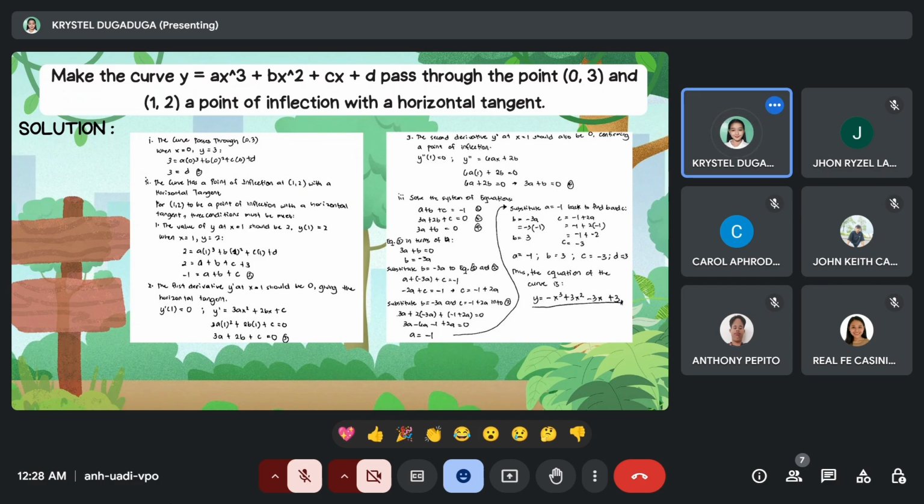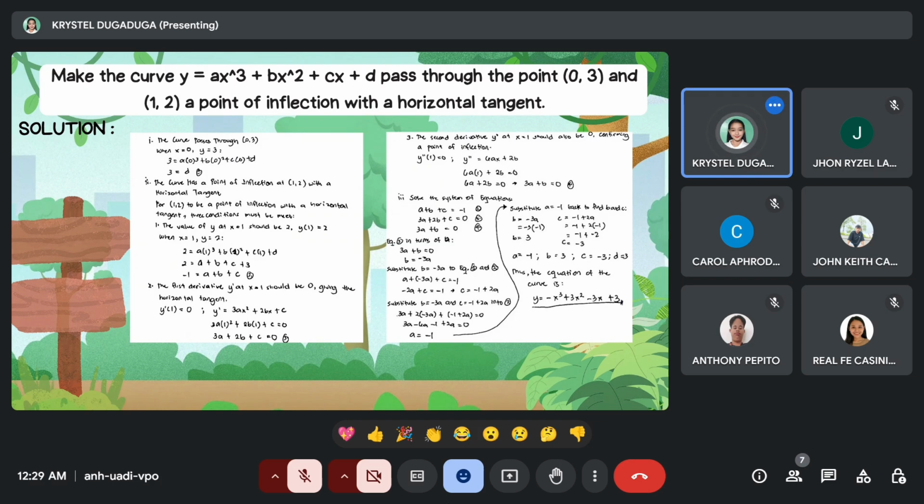And the last step is to solve the system of equations. So a plus b plus c equals 1, which is our equation number 2. 3a plus 2b plus c equals 0, our equation number 3. 3a plus b equals 0, our equation number 4. So take equation number 4 in terms of a. So 3a plus b equals 0.